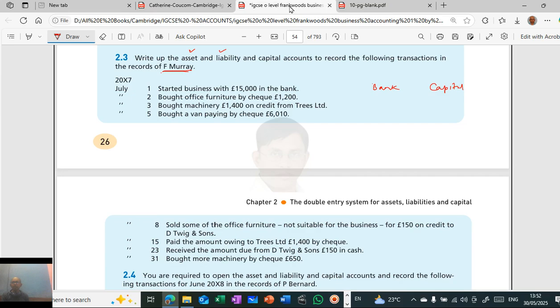The next one: bought office furniture by check. Office furniture by check means furniture is involved. Bank account is already there because it is given by check. Bank account is already there. Bought machinery, so machinery account is involved, on credit from Trees Limited. Trees Limited is a liability.